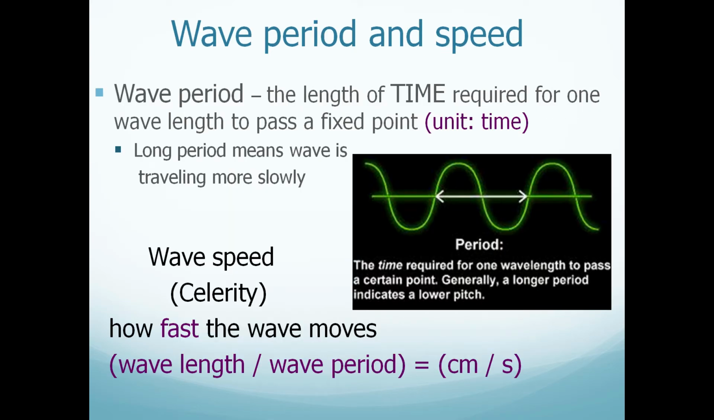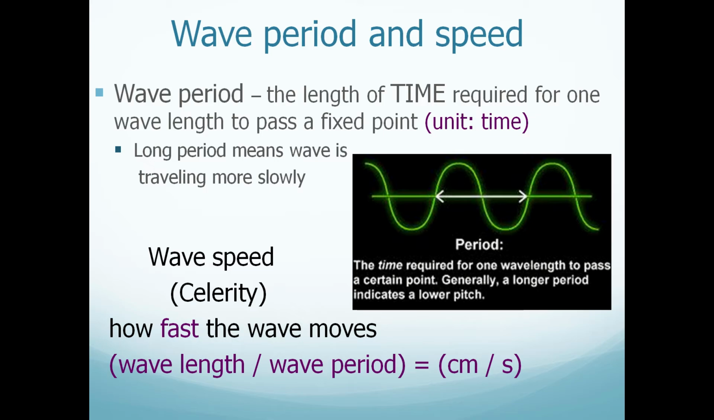Wave period is the length of time that's required for one wavelength to pass a fixed point. For instance, if we have this diagram, we may choose any point on our diagram. The wave period is the time that it takes for two consecutive crests to pass that fixed point. A longer period indicates slower travel of waves.